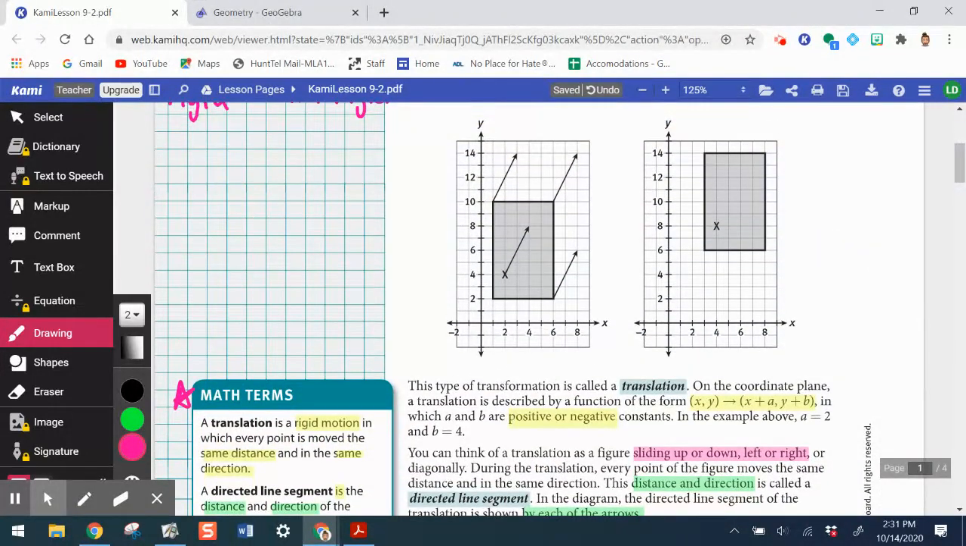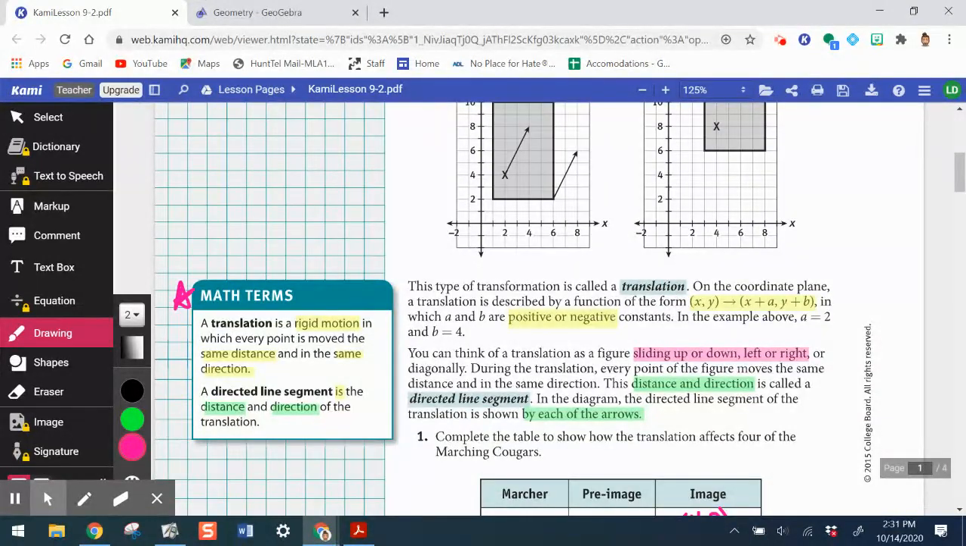So if this really is a transformation, then we should be able to represent that transformation as a function. That's what we learned in Lesson 9.1. And the function for a translation in this form is every point, (x, y), goes to (x + a, y + b), in which a and b can be positive or negative. I highlighted that because we need to understand that on the x-axis, moving to the right is positive, moving to the left is negative. So we could translate our figure to the left, and so a would actually be a negative constant.